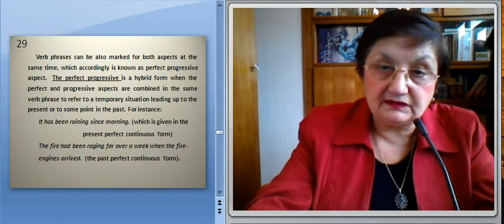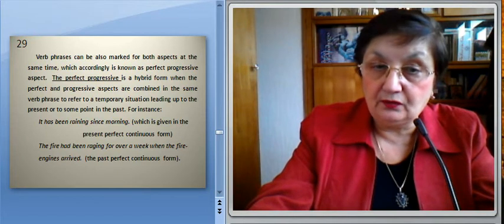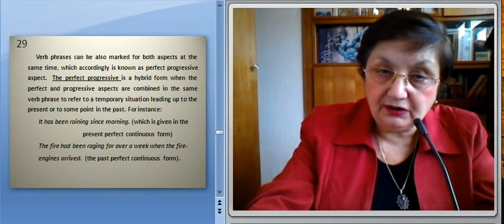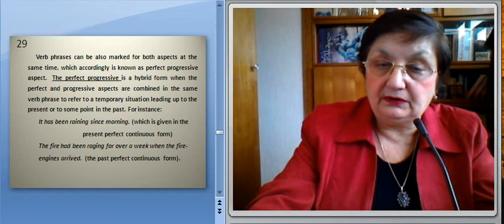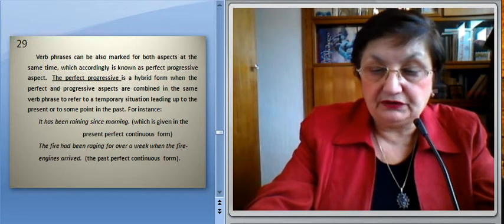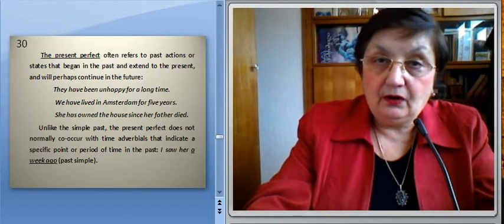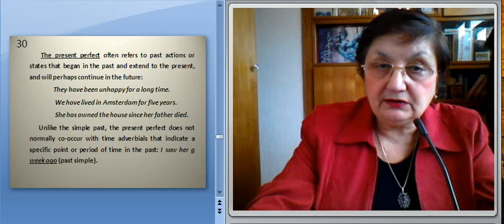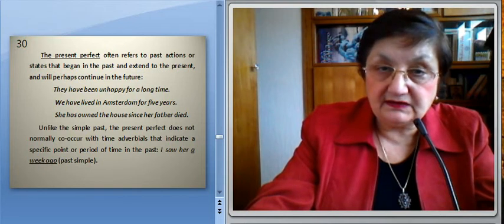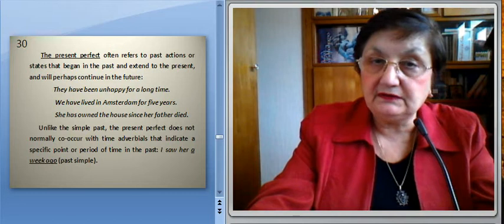The present perfect often refers to past actions or states that begin in the past and extend to the present and will perhaps continue in the future. For instance, they have been unhappy for a long time, or they have lived in Amsterdam for 5 years, or she had owned the house since her father died.